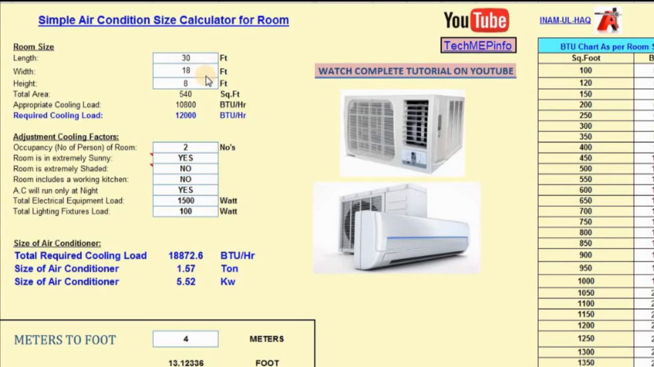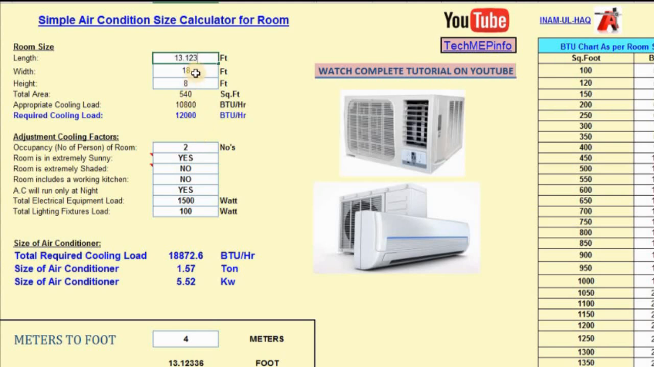If you are using the imperial system, like feet, you can directly insert the values of your room size here. But if you are using the metric system, don't worry, I have inserted a meters to feet conversion here. You can simply insert the room dimensions in meters and calculate. Like I have a room of 3 meters, you can insert it like this, or if you have 4 meters, you can very easily convert your metric measurements to imperial.